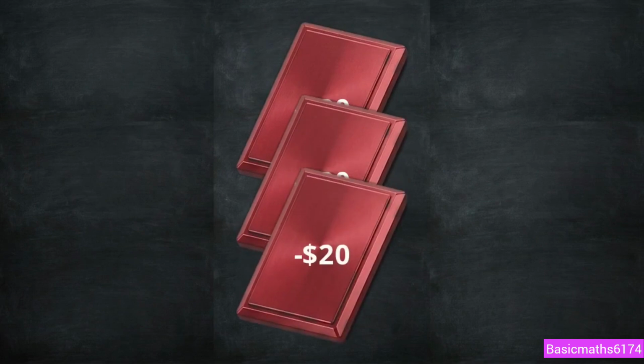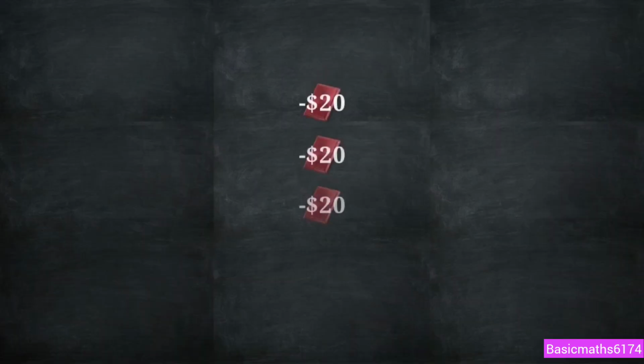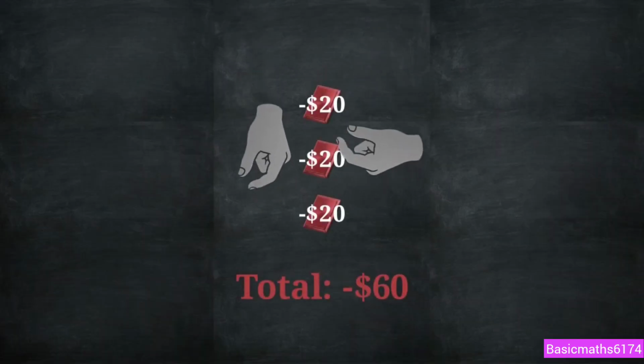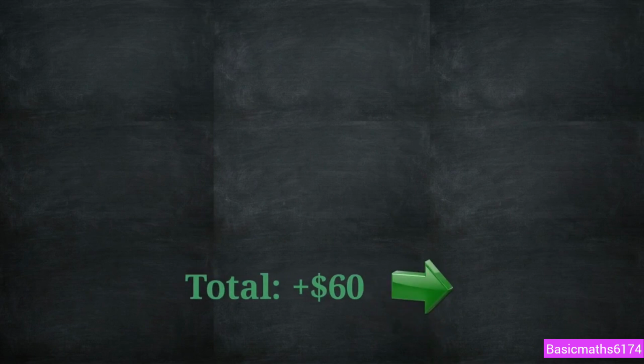Suppose you have 3 separate $20 debts. On your balance sheet, that is 3 times -20, leaving you $60 in the red. Now, imagine a bank decides to intervene and subtracts those 3 debts from your account. By taking away your debt, the bank has made you $60 richer. A negative action applied to a negative state creates a positive financial gain.